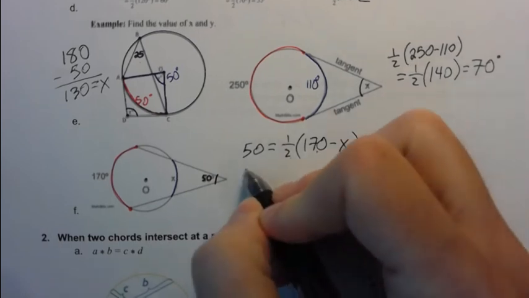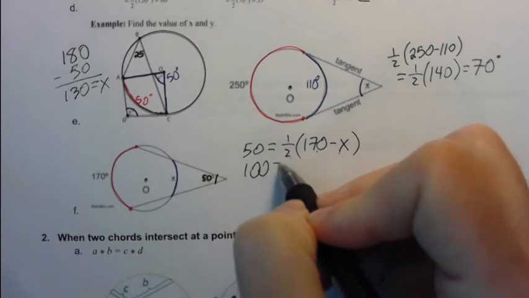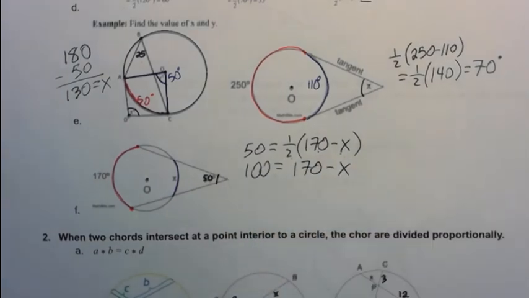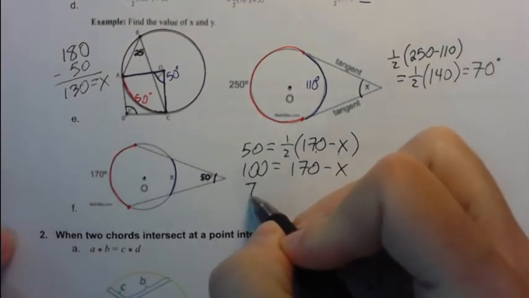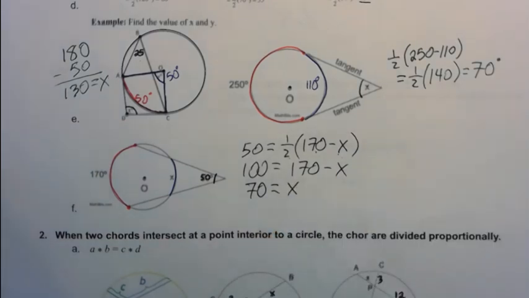So now we basically have to double both sides. We would have 100 equal to 170 minus x. And we know that 170 minus 70 has to equal 100. So that means that 70 would end up being equal to our x value. And that wraps up part 1 of our video.